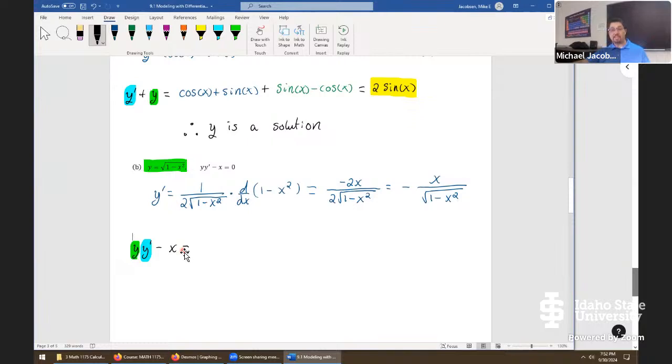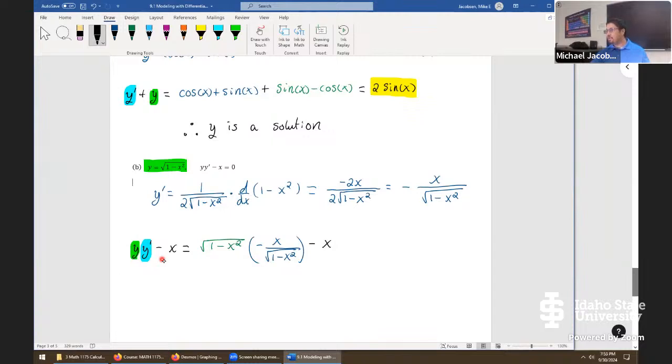Next, what I want to do is start making the substitutions, write out a huge trail of equalities, and hopefully end up at a 0 here, the right-hand side. So first step, plug in y, that's root 1 minus x squared. Multiply it by y prime, that's this thing, negative x over root 1 minus x squared. The rest of it is just minus x, so go minus x like that.